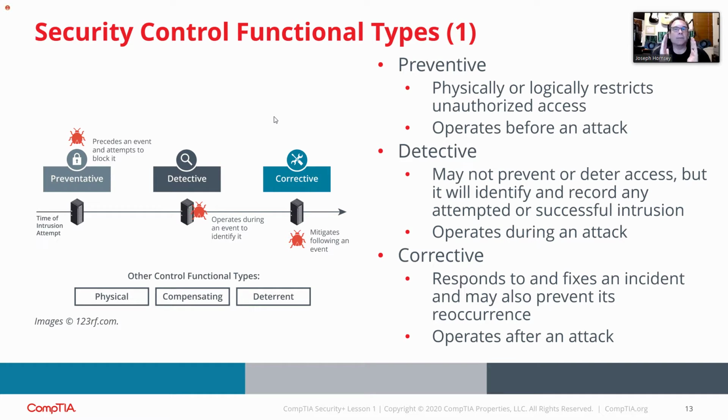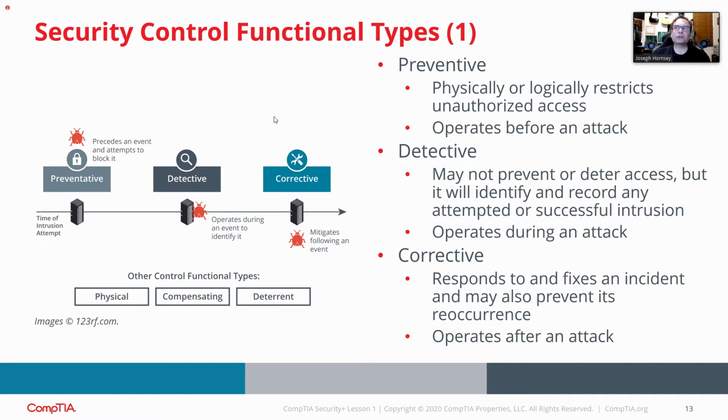Okay, that access control list, where it specifies what the firewall will allow and what it will block, that's an example of a preventive control. It acts prior to an event to try to keep the event from occurring.